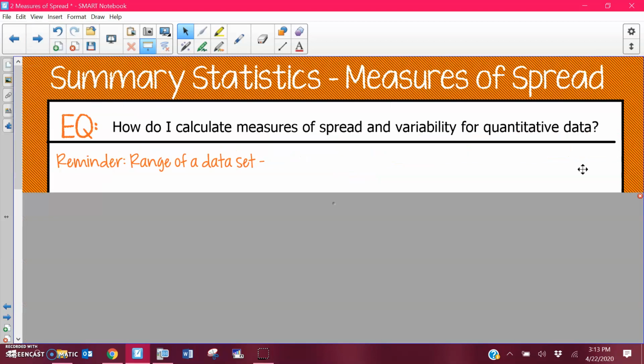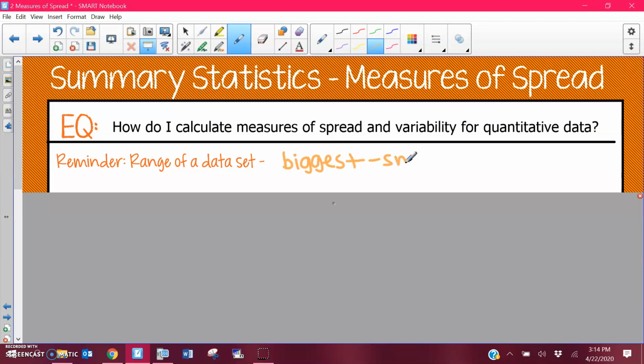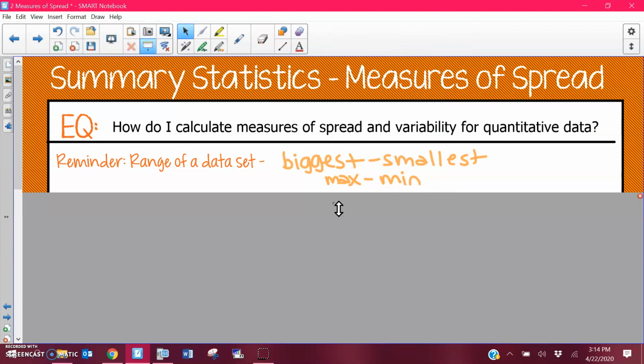Okay, so the next piece of this is going to be your range. That's another way to tell how spread out your data is. As a reminder, when we talked about measures of central tendency back in 8th grade, the range of a data set was always going to be your biggest data point minus your smallest data point, or your maximum minus your minimum. That's how you found the range. You just said this was the biggest, this was the smallest, so the data went between these 2 points basically. Okay, it's not the range like we're talking about on a graph.